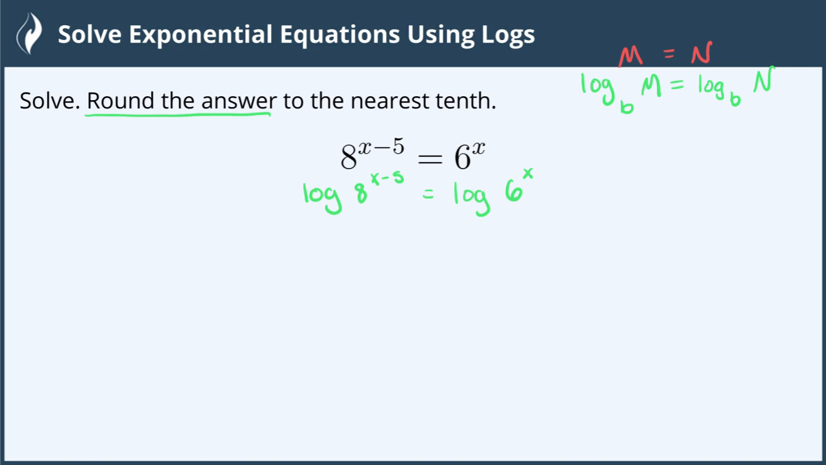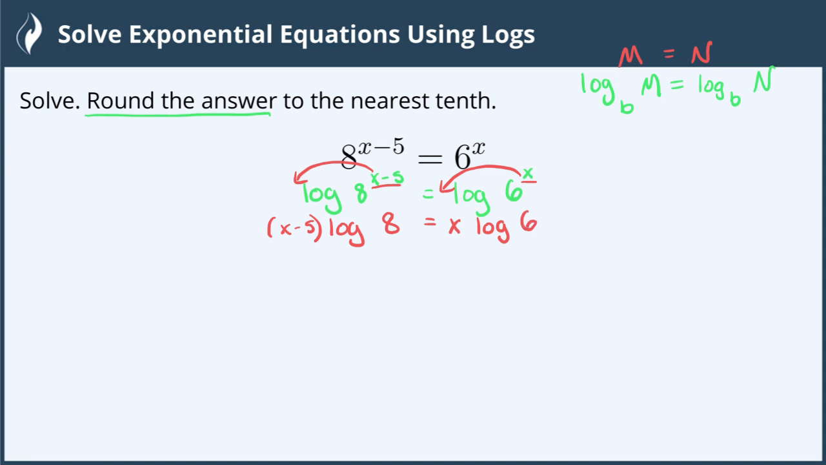Now we can use some of our properties to get those x's out of the exponent. To get the x's out of these exponents, we're going to use the power rule and roll it down in front of the logarithms and multiply it out in front. So we end up with, and I'm going to put x minus 5 in parentheses because that whole thing is the exponent, and multiply it to log, and I'm choosing base 10 of 8, equals, on this side, roll the x down in front using the power rule, so we get x times log base 10 of 6.